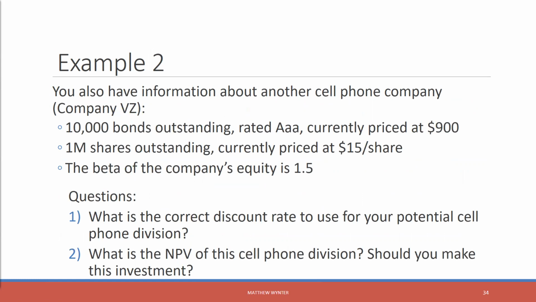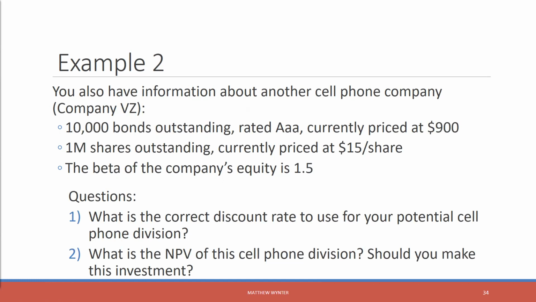So let me read it. You also have information about another cell phone company, company VZ. They've got 10,000 bonds outstanding, rated AAA, currently priced at $900 per bond. They've got 1 million shares outstanding, currently priced at $15 per share. The beta of the company's equity is 1.5. What is the correct discount rate you should use for your potential cell phone division?